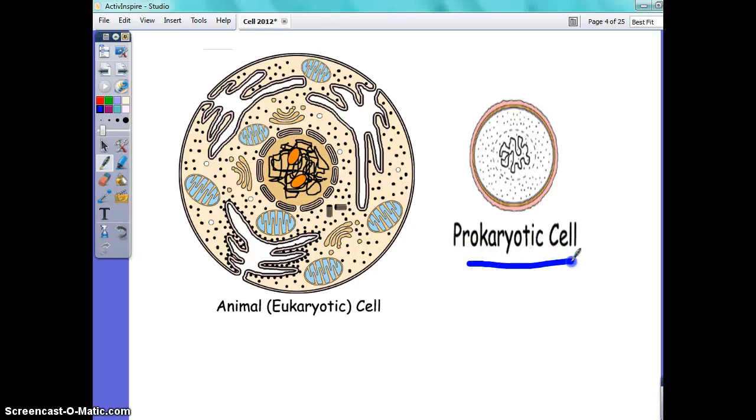Anything about a prokaryotic cell? It has no nucleus. All the DNA and the ribosomes float around. Okay, the DNA and the ribosomes. Who could tell me where the DNA is? It's right in the center. In the center. So go ahead and label this part as DNA.